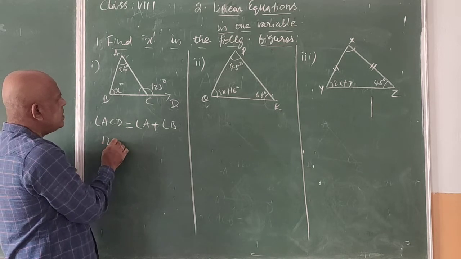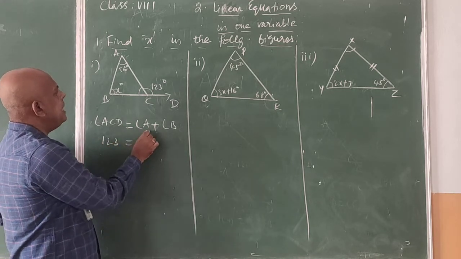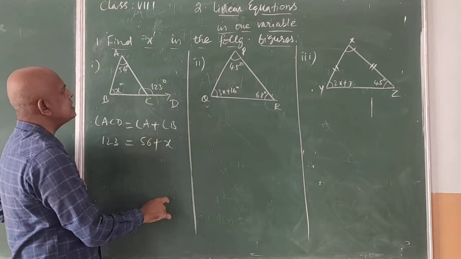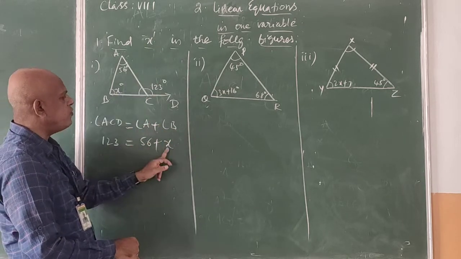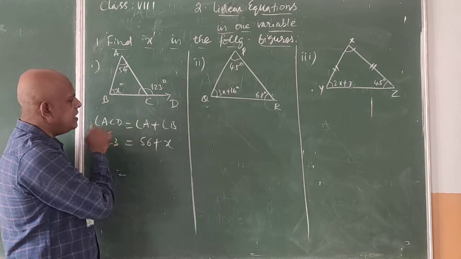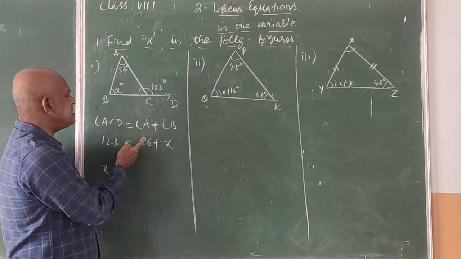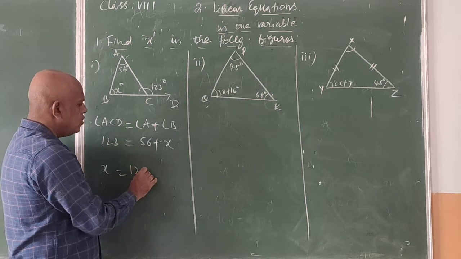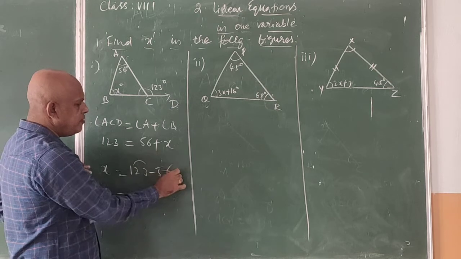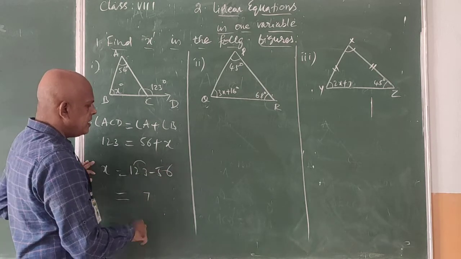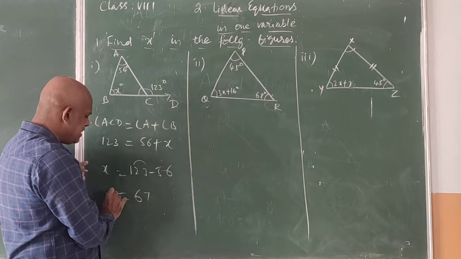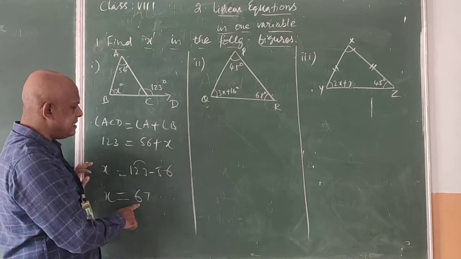Angle ACD is equal to 123 degrees. Angle A is equal to 56 degrees. Angle B is equal to x. Here they ask you to find the value of x. As we learned in the previous class, when we transpose, 56 from this side becomes minus. So x is equal to 123 minus 56. Borrow here: 13 minus 6 is 7. 1 remains, 11 minus 5 is 6. So x is equal to 67 degrees.